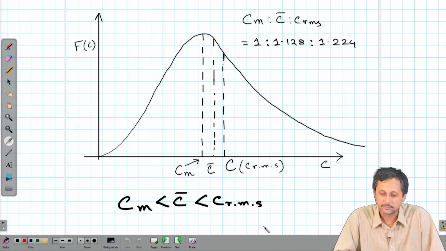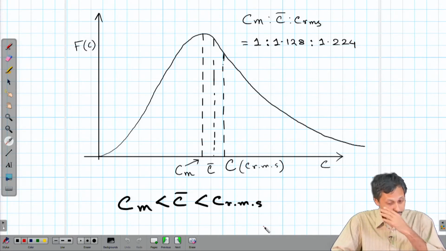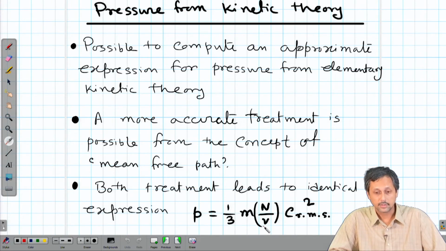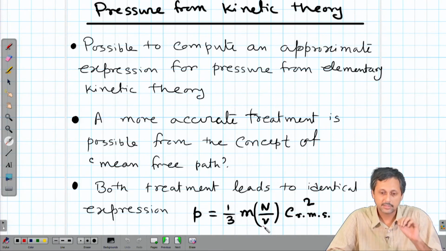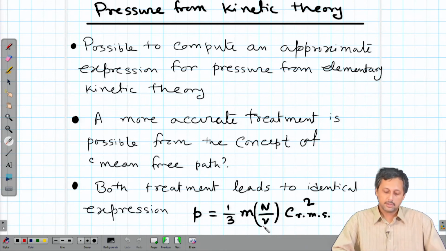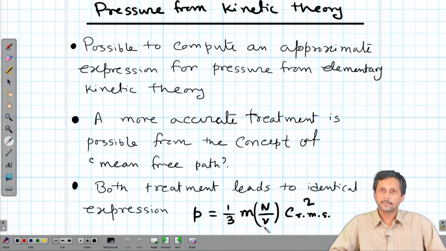Of course, there is a small difference. We will look into the numbers now, and we will do some problems, but before that let me quickly tell you that there is a possibility of deriving a pressure expression from kinetic theory. Now, this pressure expression is kind of approximate, that is why I am not doing it now.